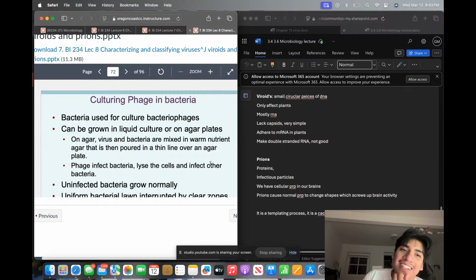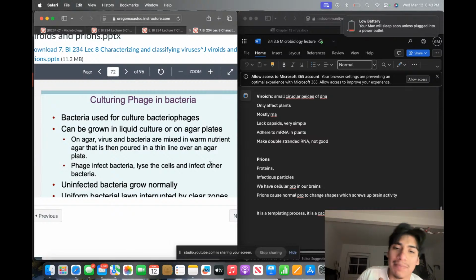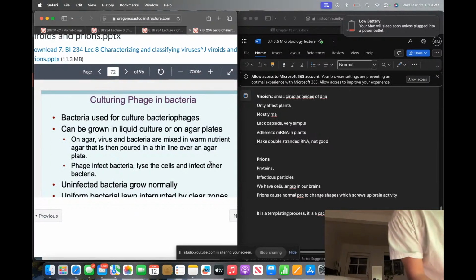Viroids, bacteria used for culturing. Oh shoot, I've got to plug in my thing. Sorry, I was messing with my lamp there.